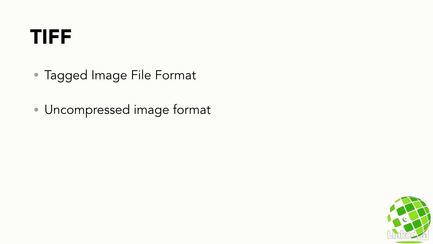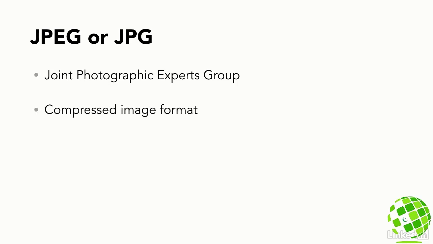Now, TIFF, which stands for Tagged Image File Format, is an uncompressed image format, and often, if your camera doesn't have a RAW format available, TIFF images are the highest quality images that you may be able to capture. A JPEG, which stands for Joint Photographic Experts Group, are the most common types of images that digital cameras and smartphones will capture in. JPEG is a compressed image type, which typically results in smaller files than RAW or TIFF files.